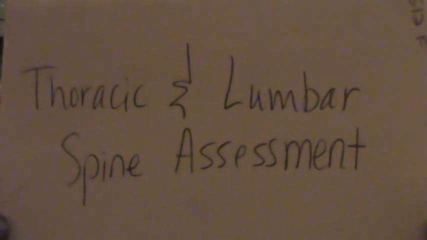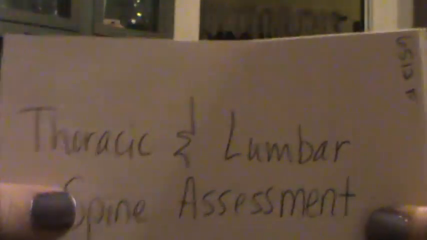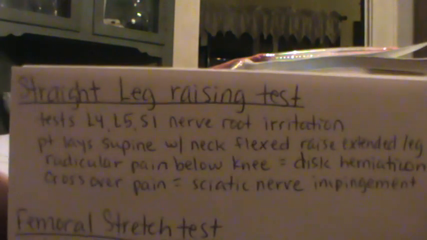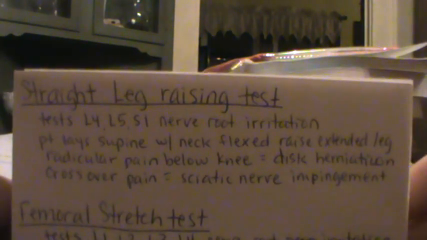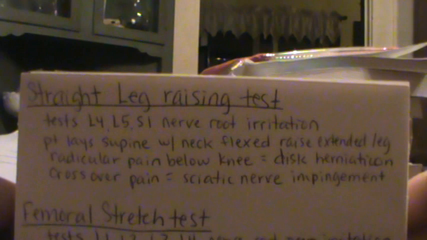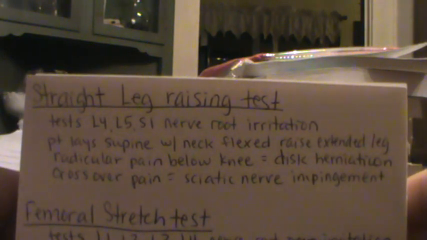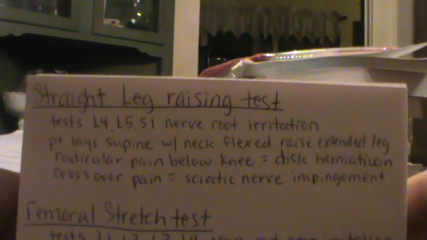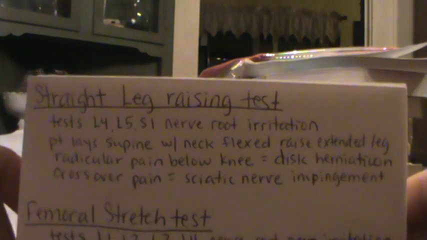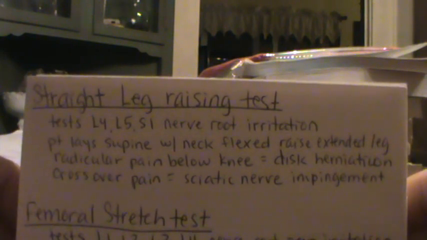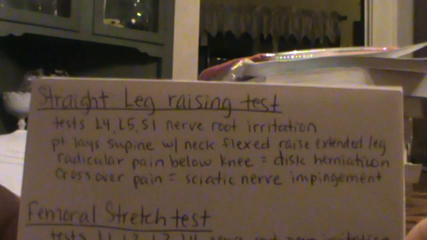Thoracic and lumbar spine assessment. The first one is the straight leg raising test. This tests L4, L5, and S1 nerve root irritation. The patient lies supine with the neck flexed. They raise an extended leg. If they have pain below the knee, that can mean disc herniation. If they have crossover pain, that can mean sciatic nerve impingement.